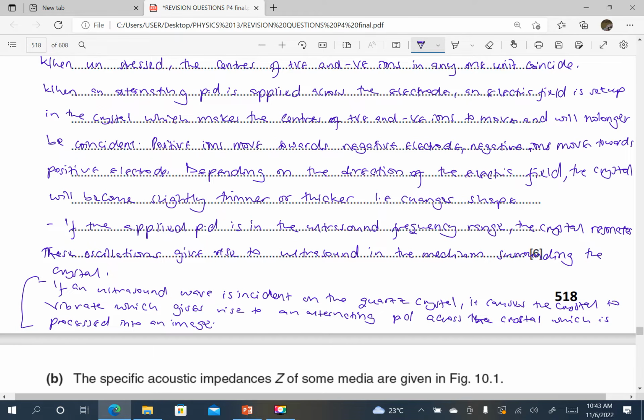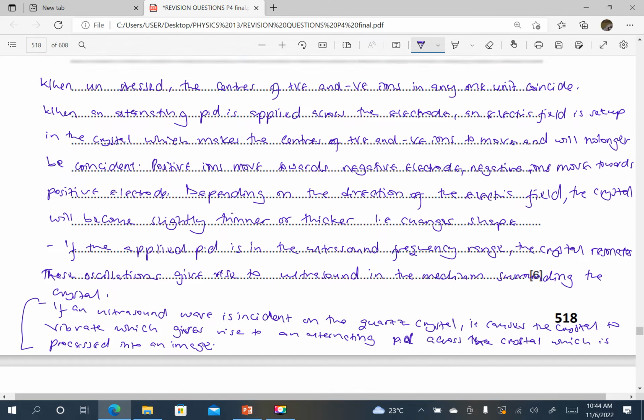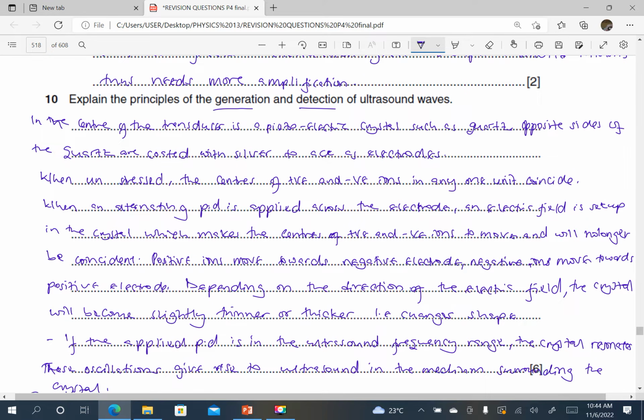If the ultrasound falls on the crystal, again the ultrasound causes the crystal to vibrate. The vibrations give rise to an alternating PD across the crystal. This alternating PD is what is processed into an image by electronic circuits. So that is how ultrasound is generated and detected. In the center of the piezoelectric transducer is a quartz crystal whose opposite sides are coated with silver to act as electrodes.